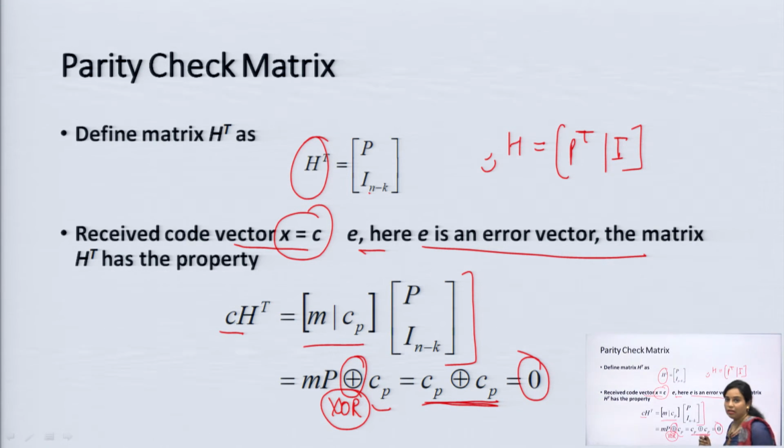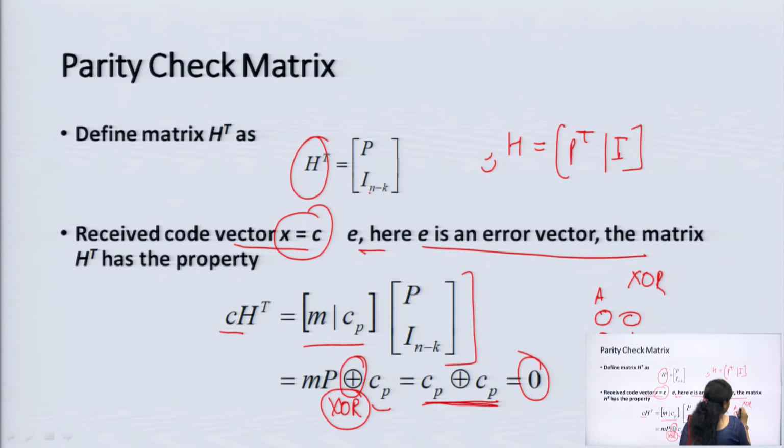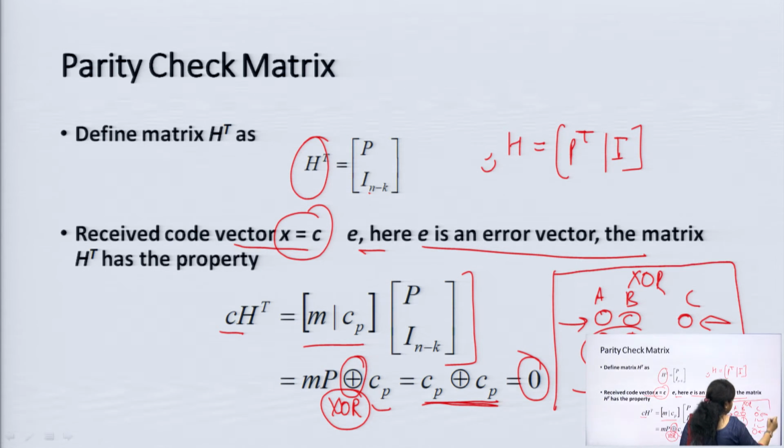because what is the truth table of the XOR gate? The XOR gate truth table will be 0 0 0, 0 1 1, 1 0 1, 1 1 0. Whenever the 2 bits are different, the output will be high. Whenever the 2 bits are the same, the output will be low. So, this is the XOR operation that has been used over here.